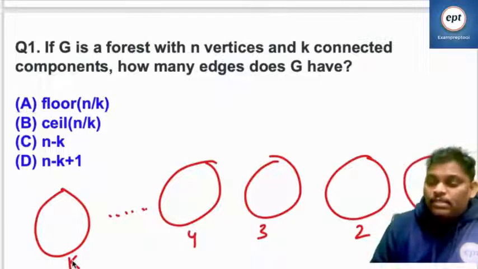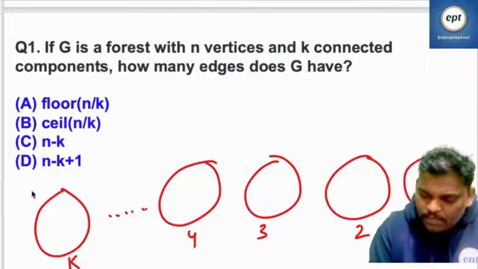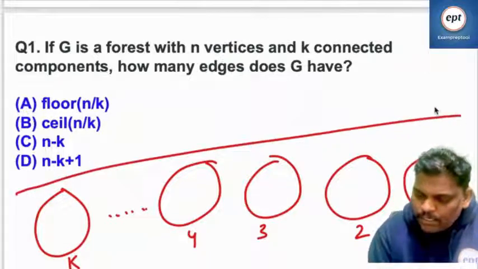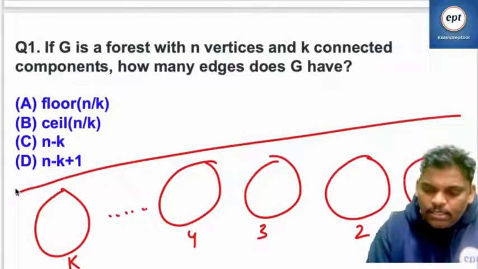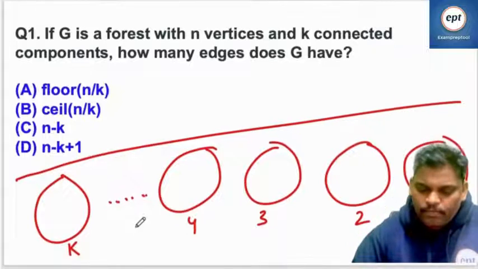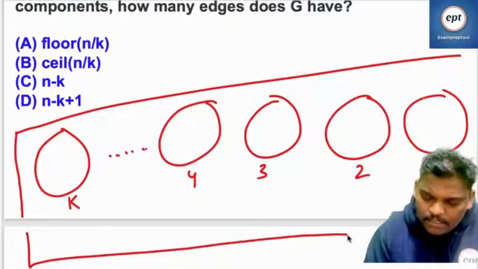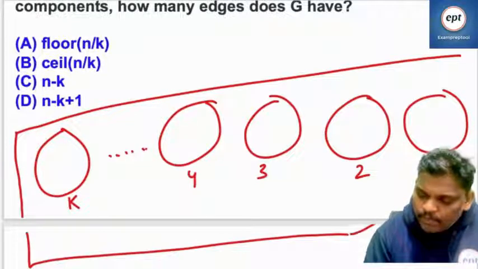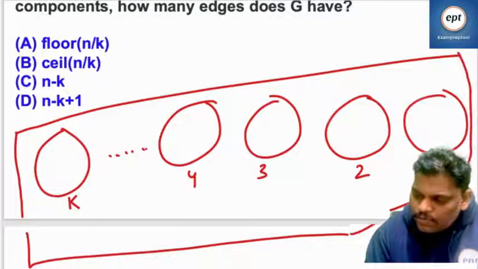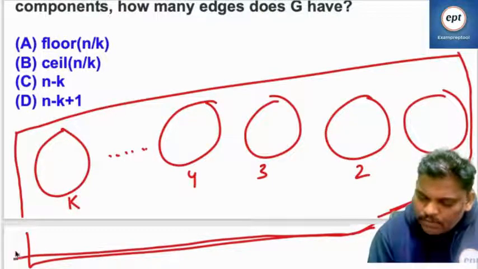And one more thing is G is a forest, right? See this one, G is a forest. Now is there anyone who can help me? G is a forest. When you say forest, that means forest is a collection of trees. Forest is a collection of trees.